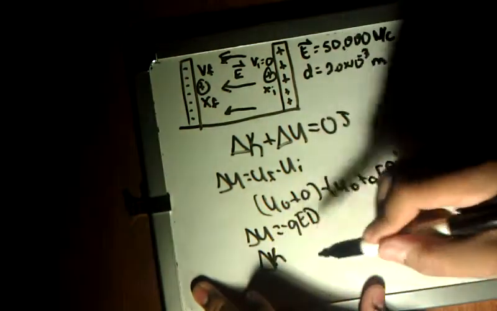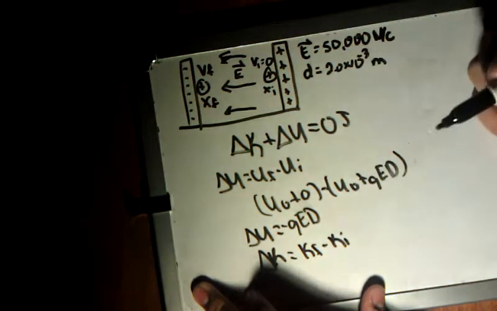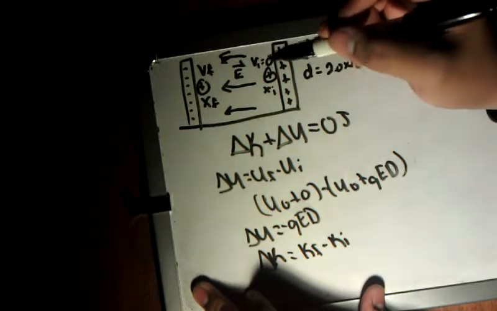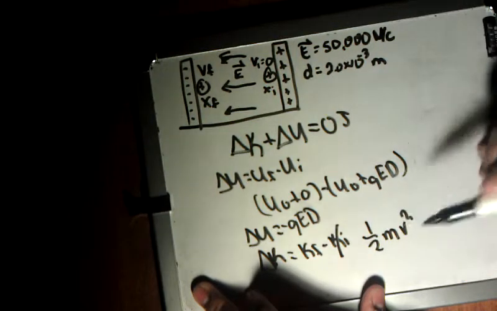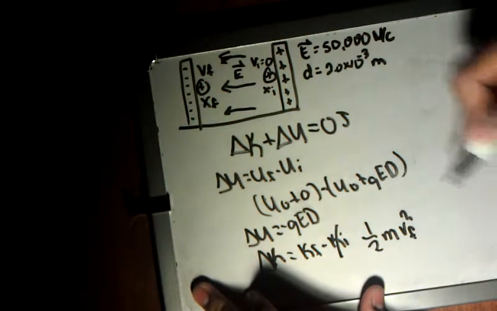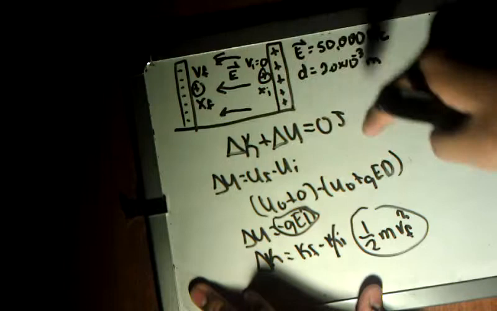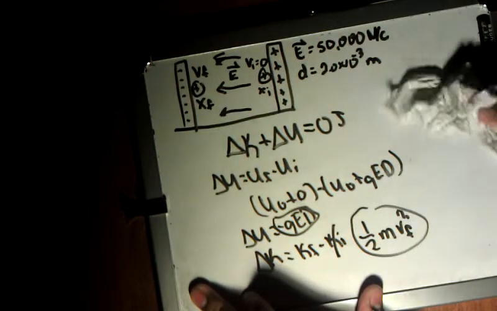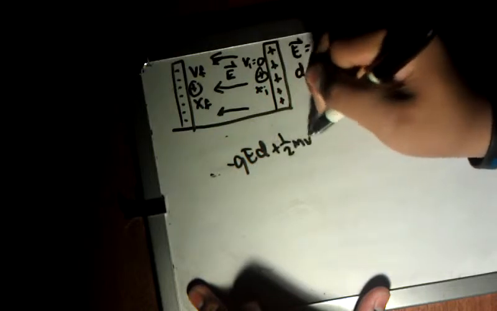And for our kinetic energy, same thing, it's K final minus K initial, and we know that K initial is actually just 0, so K final would just be 1/2 mv squared final. So now that we have this and we have this, we could just go with our delta K plus delta U equals 0. So our delta U was negative QED, and our K was plus 1/2 mv squared.